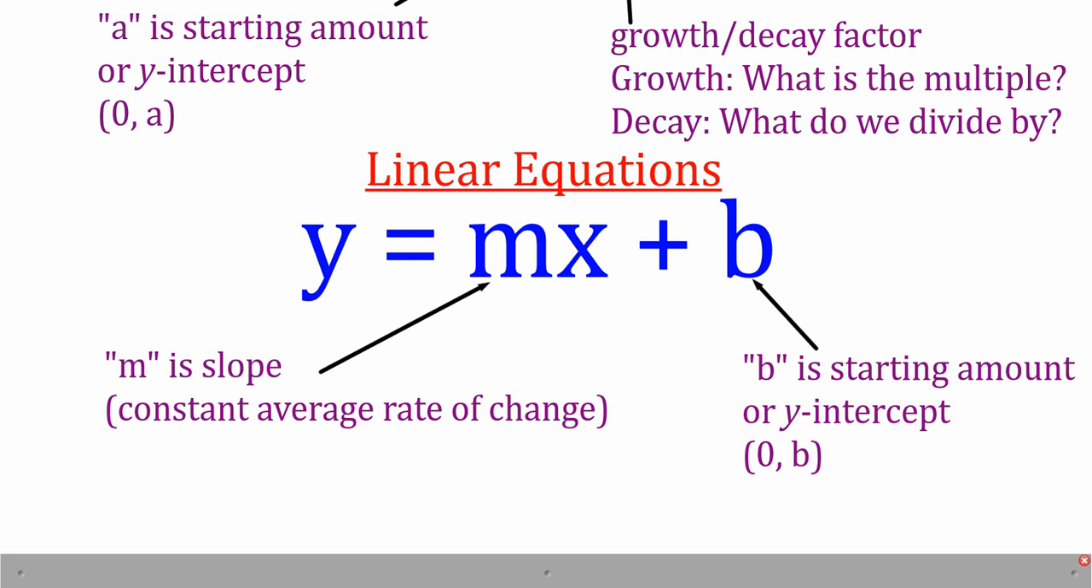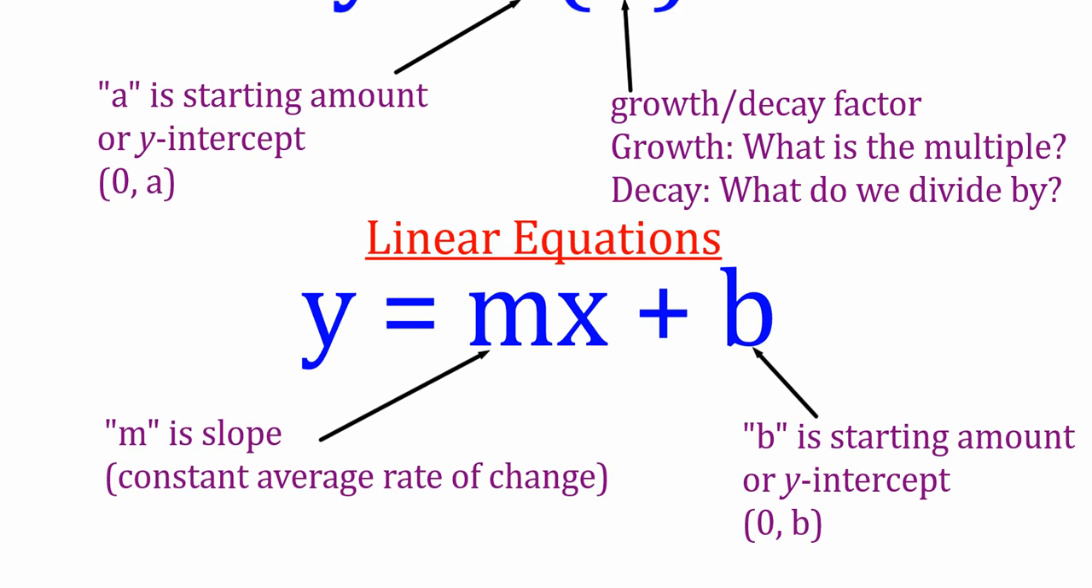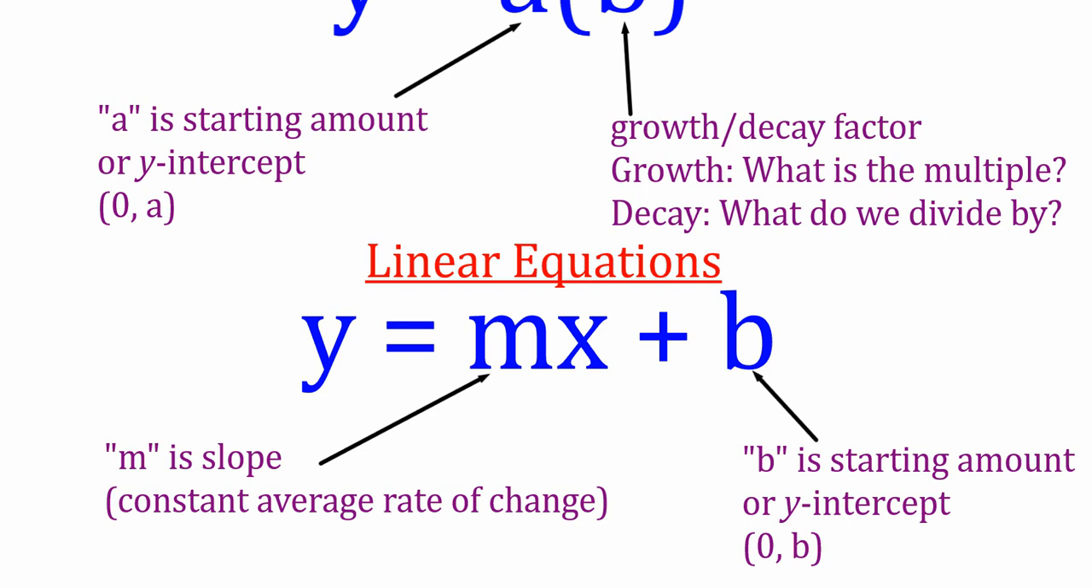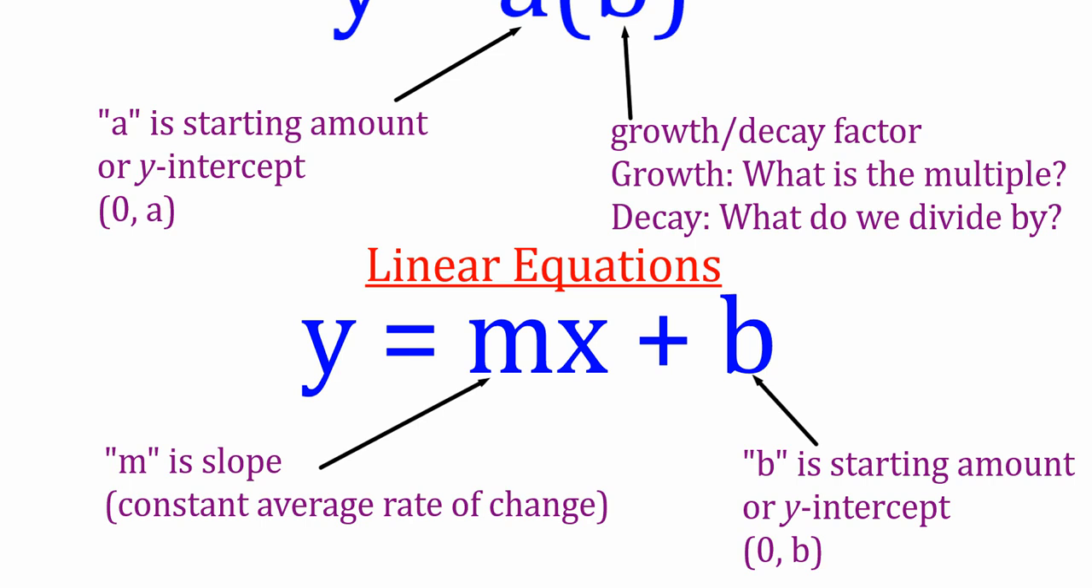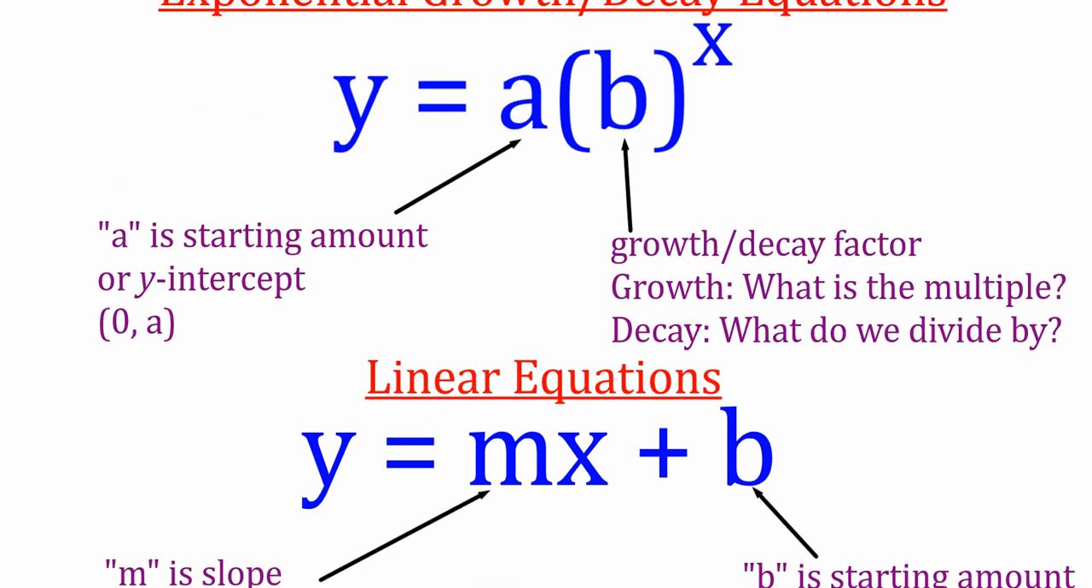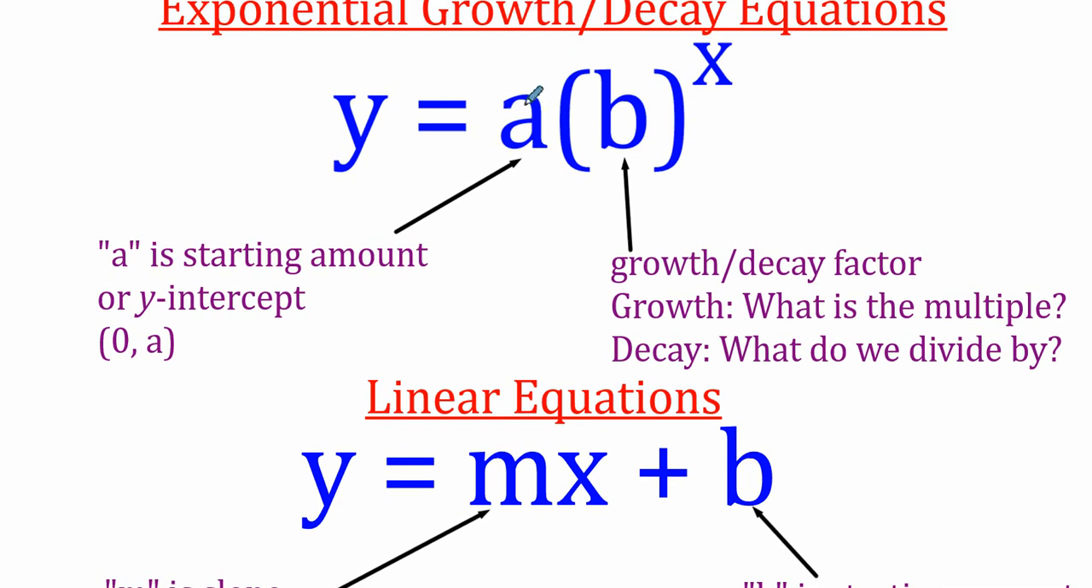So for these two equations, we can look at them and find the rates, right? The constant rate if it's linear, or the growth or decay rate, the multiplier if it's exponential. And we also can see their starting amounts, right? The y-intercept in the linear equation and also in our exponential growth to see how they are located.